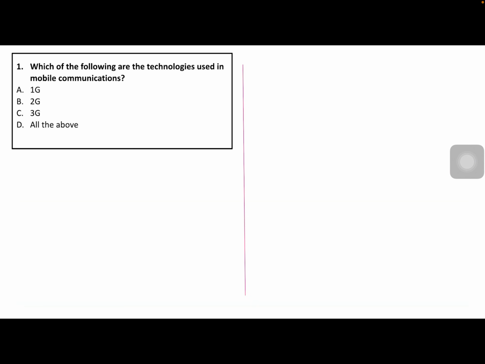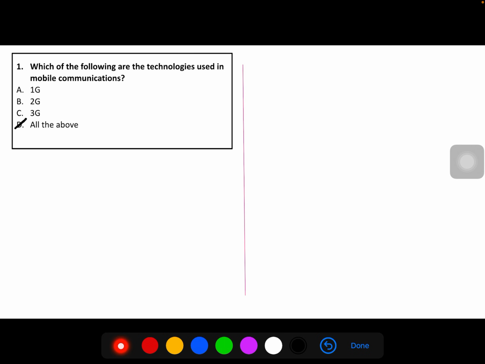The first question is, which of the following are the technologies used in mobile communication? As you all must be knowing, the mobile communication technologies are 1G, then it moved on to 2G, then we moved on to 3G, 4G, 5G, and we are working upon 6G as well. So all the options given in A, B, and C are part of these technologies. So the correct option is D, that is all of the above.